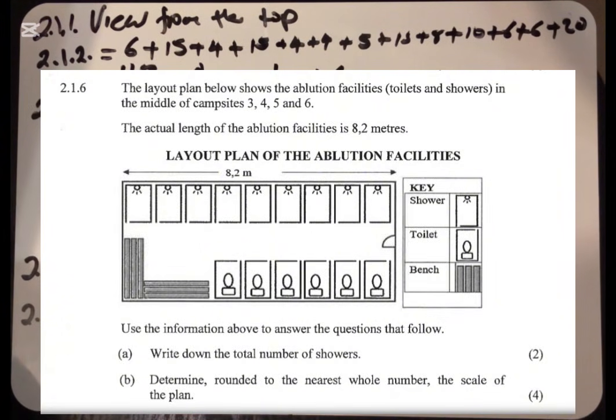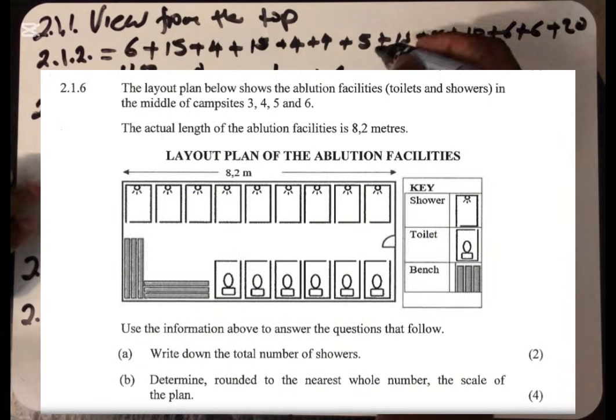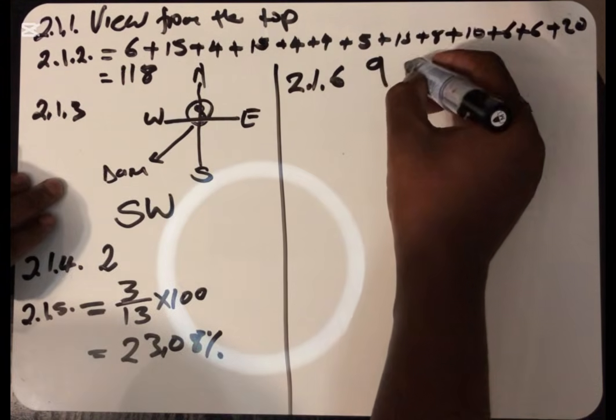So if you check the showers, we're having 1, 2, 3, 4, 5, 6, 7, 8, 9 showers. Toilets, we're having 1, 2, 3, 4, 5, 6 toilets. And then we're having the bench there, and we can see where is our dome. And then the length of this ablution is 8.2 meters. Use the information above to answer the question that follows. Write down the number of showers. We just counted them 2 minutes ago. We said these are 9 showers.